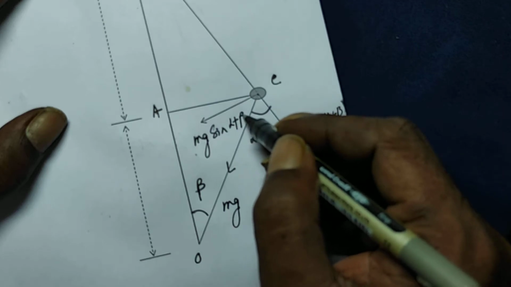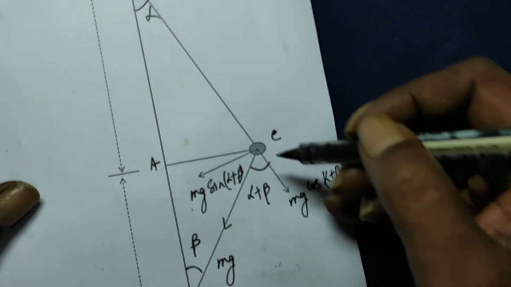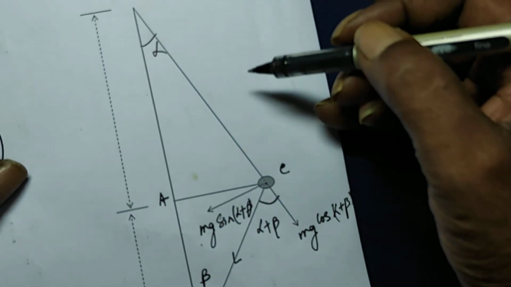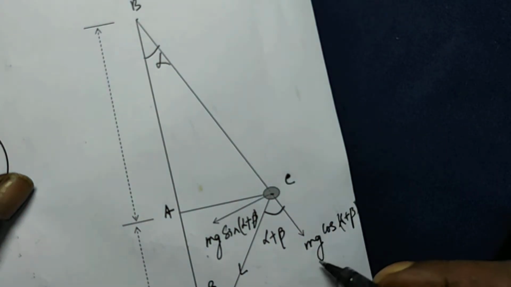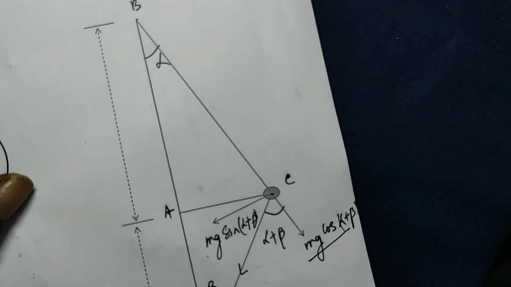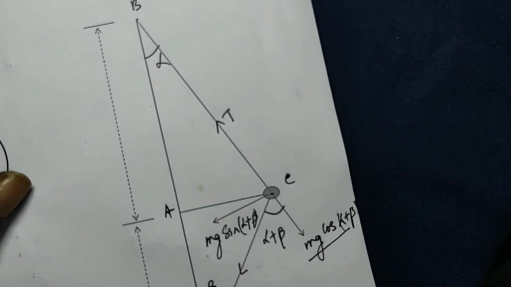Now, in this position, the length of the string, that is from B to C, is pulled to this side by mg times cos alpha plus beta. So the tension is this way. Right.